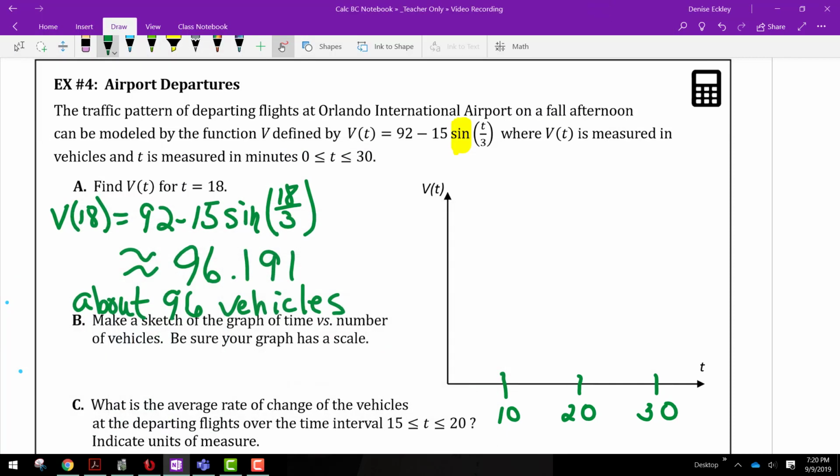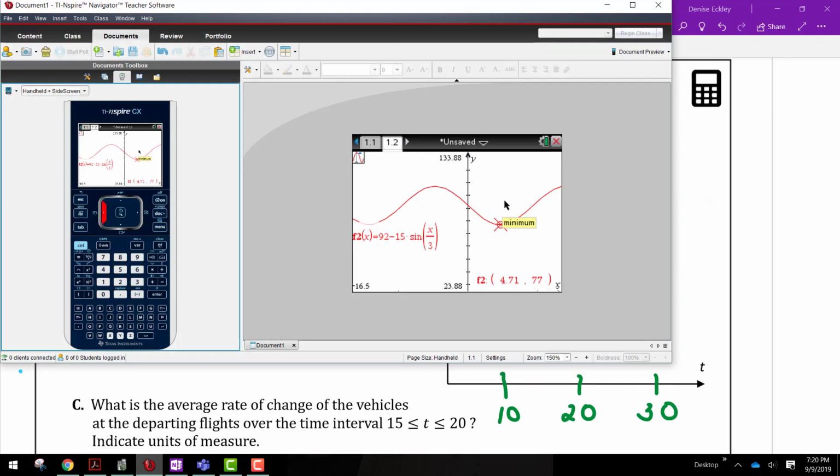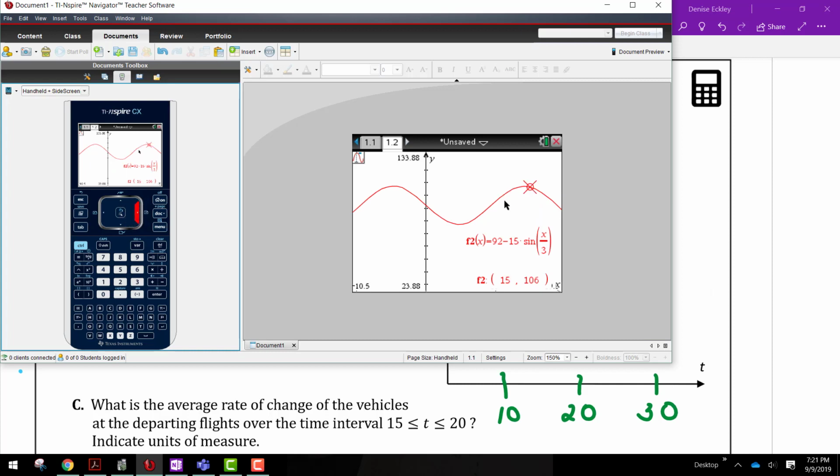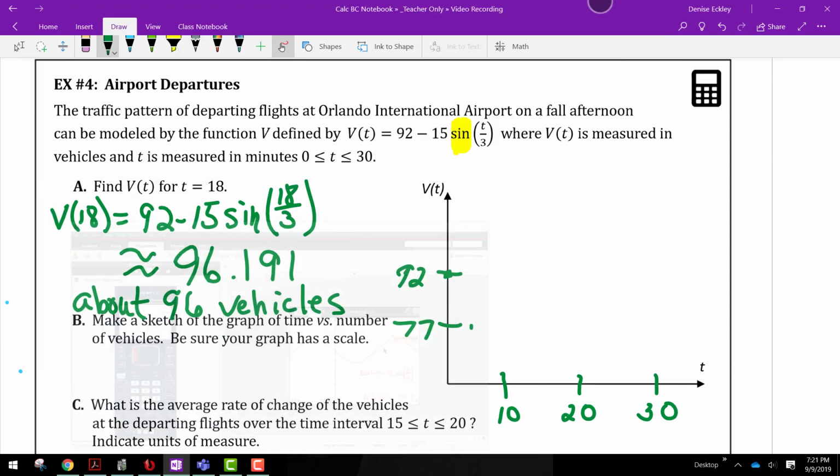So on my graph here, I know that I have, let's put 77 like right there. And that was at like almost 5, so that would be like right there. And then our y-intercept was at 92. So we have a point there. And going back to our graph, let me move along here and find another maximum, which is at 107, right around 14. So I can put that on.